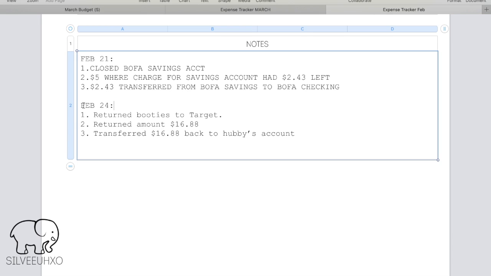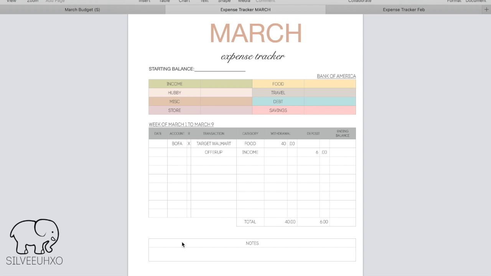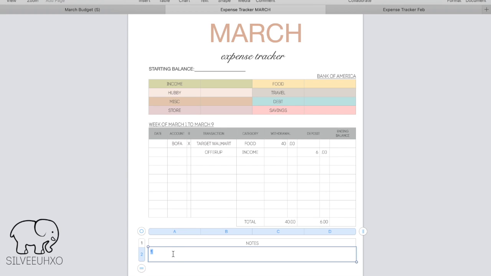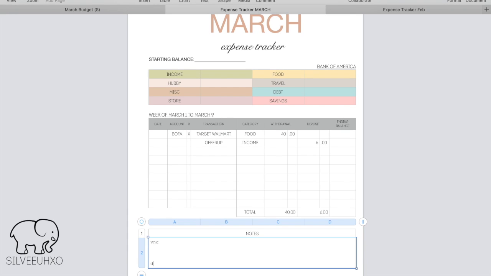And then on the 24th, I returned some boots that I had purchased at Target. The amount I received back was $16.88. And since that money had originally been taken from my husband's account, I transferred it back to his account. So this is what I use the notes for, just for me to know what exactly happened. And right now it's really small, but once again, the perks of having it digital is that if you need more space, you can make it bigger or just not use it at all.